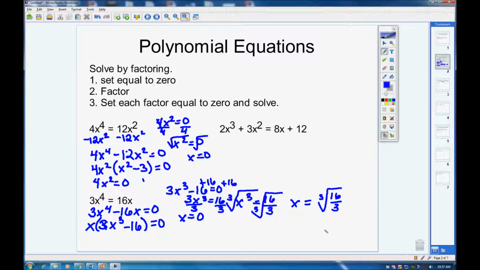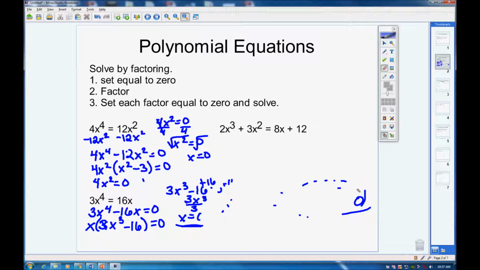I'm not going to ask you to simplify that any further. We're just going to leave it like this. We also have this solution down here of 0. And that's my answer. Okay, one more example of factoring. Do a little erasing again.